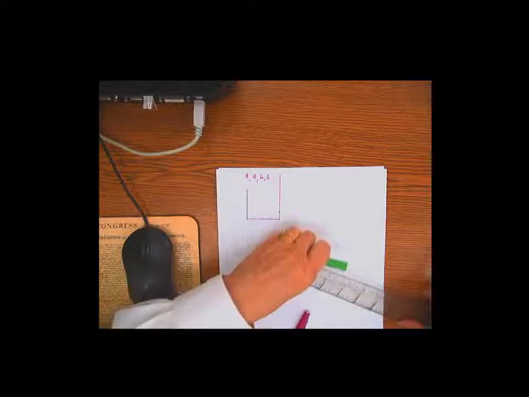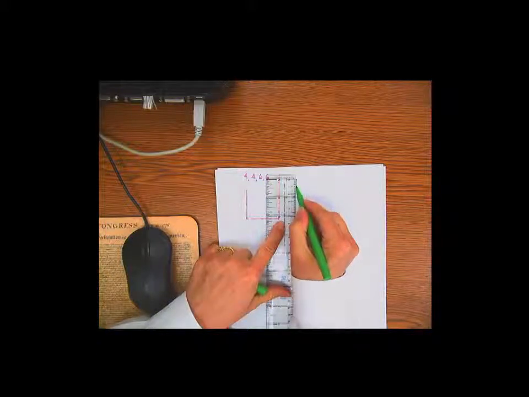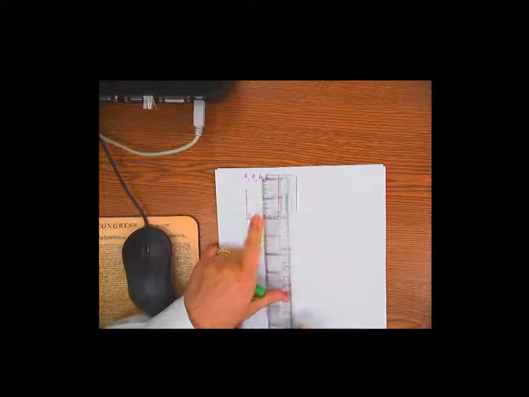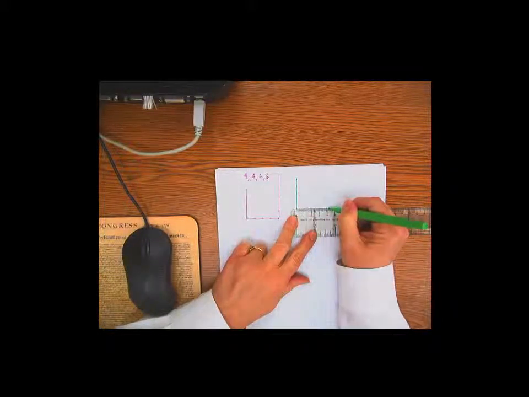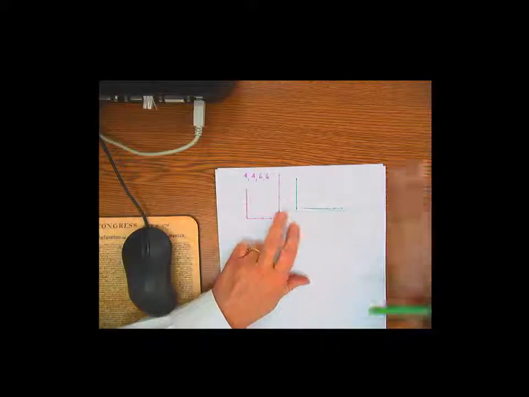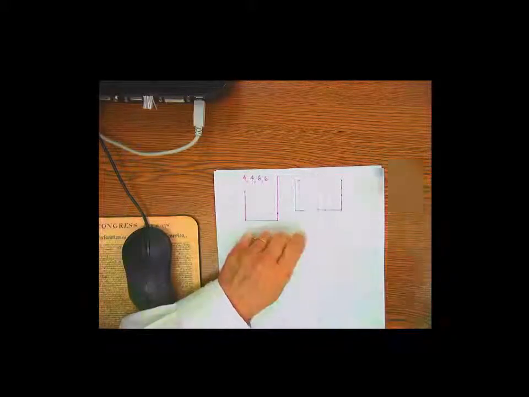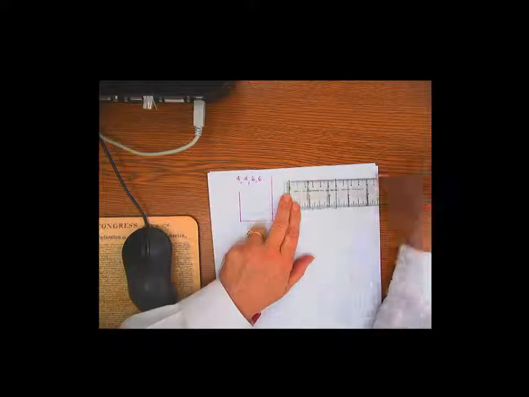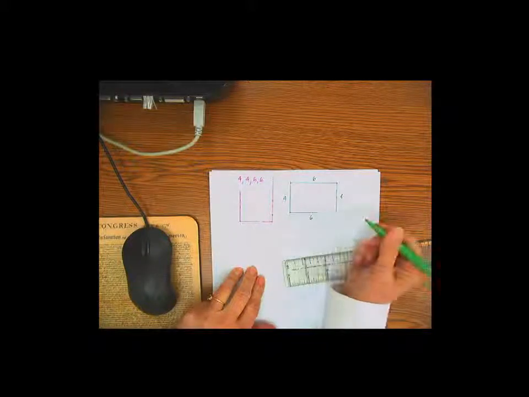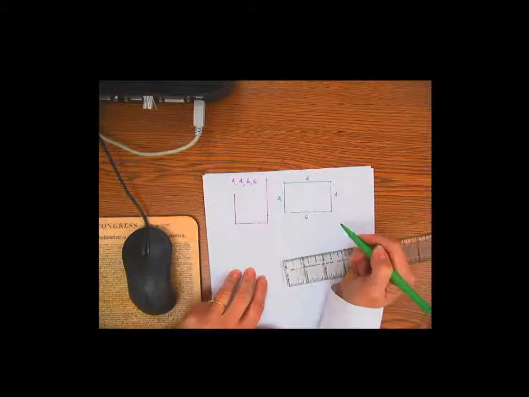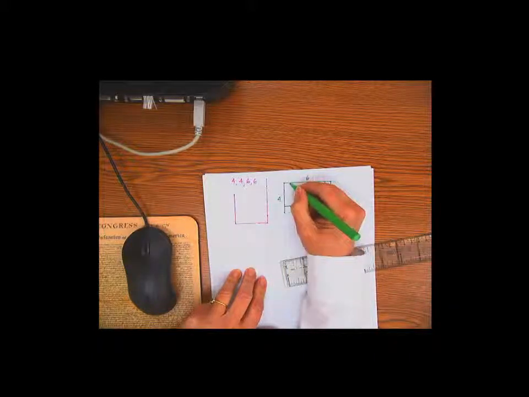I'm going to use a green pen so we can tell the difference. This time I'm going to go 1, 2, 3, 4, and I'm going to do 6 this way: 1, 2, 3, 4, 5, 6. And I'm going to do 4 again: 1, 2, 3, 4. And now I'm going to do 6 again. It fits perfectly. So here's my 4, my 6, and my 6. Okay, I know I have a rectangle because these are right angles, and so this becomes a rectangle.